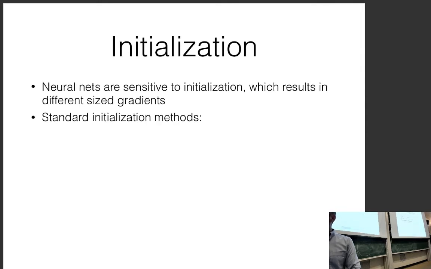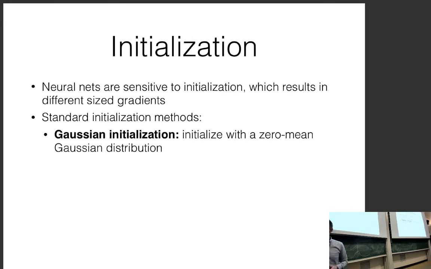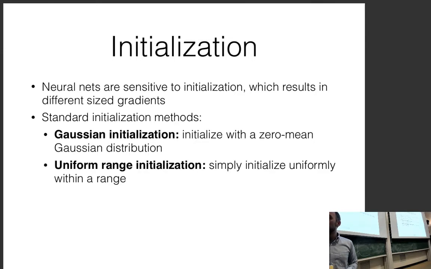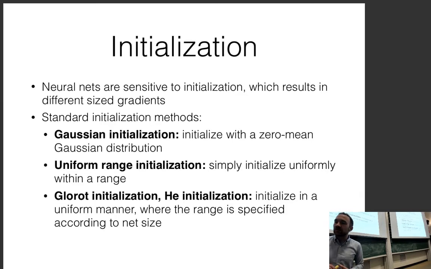So standard initialization methods for parameters include things like Gaussian initialization, where you initialize with a zero-mean Gaussian distribution, and uniform initialization, where you pick a range and simply initialize uniformly within that range. And then there are variants of initialization, which include Glorot initialization, which is also sometimes called Xavier initialization, or He initialization. What these do is they initialize in a uniform manner, but based on the size of the parameter matrices or whatever you have, they modify the range that you're sampling uniformly, so that the output is like this.